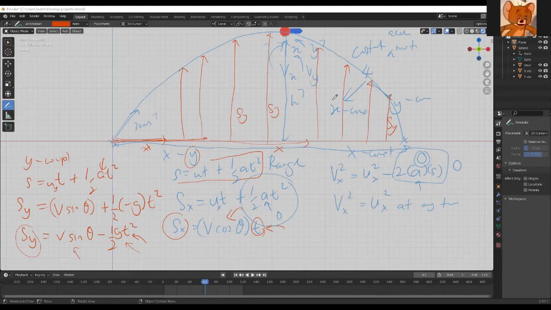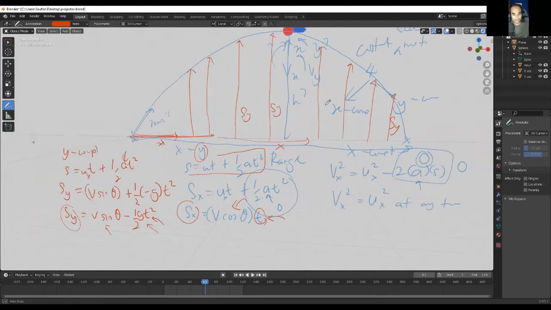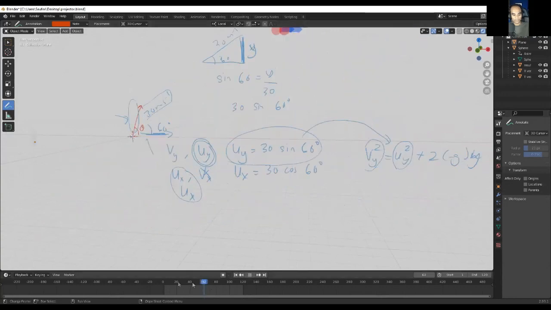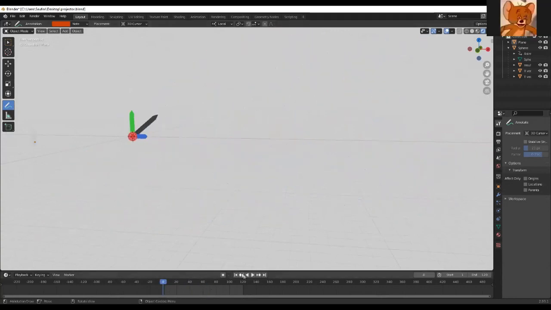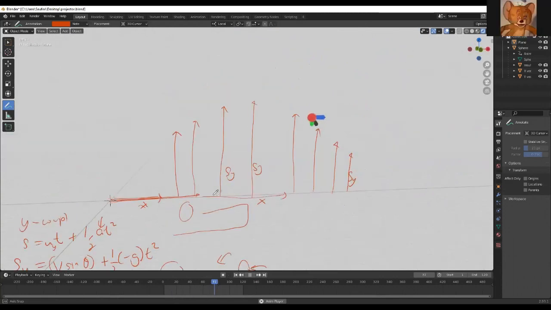Okay, so we continue with the lesson. So this is the whole thing of projectile motion. Okay, so as you remember, when things go up, they go down.